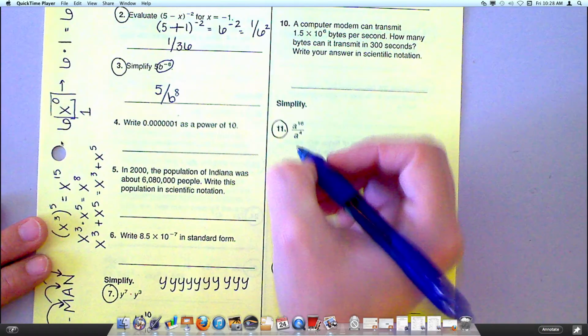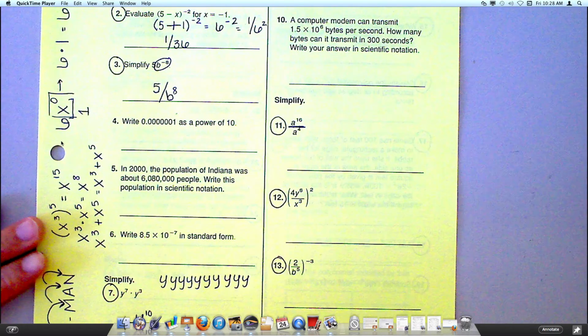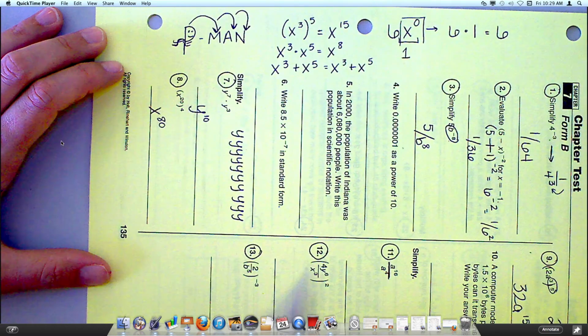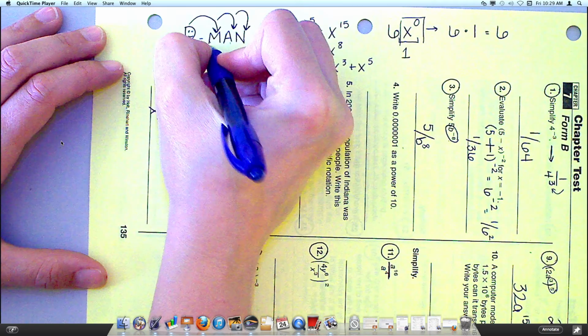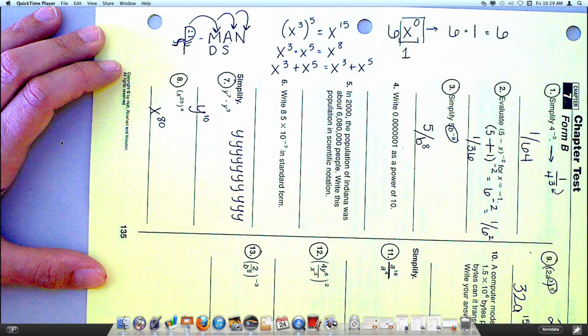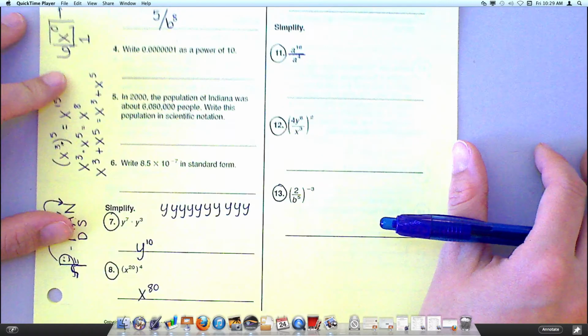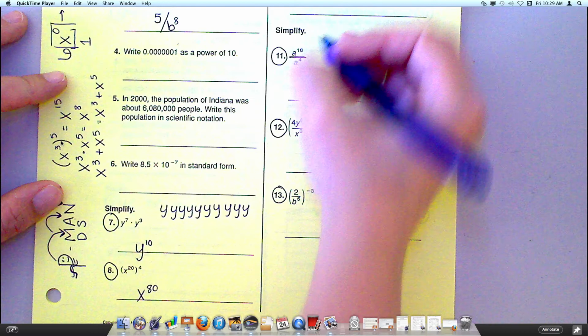Okay, if we look at number 11, what does this mean in here? It's division. What did you say, Trevor? Subtract, yeah. Now, PEMDAS doesn't handle that. PEMDAS doesn't have subtraction, okay? But if multiplication means you add, then wouldn't it make sense that division would make you subtract? If in multiplication you add, in division you subtract. So here, a to the 16th over a to the 4th, you would do 16 minus 4 and get 12. So this would be a to the 12th.